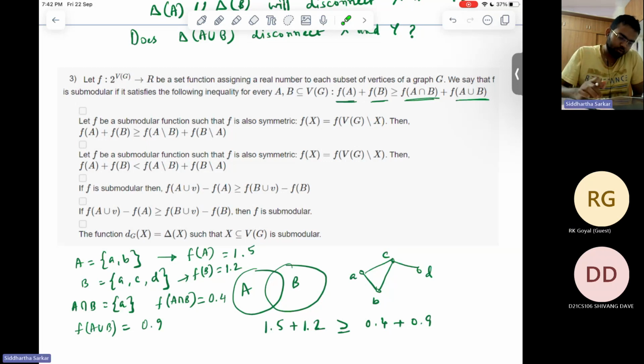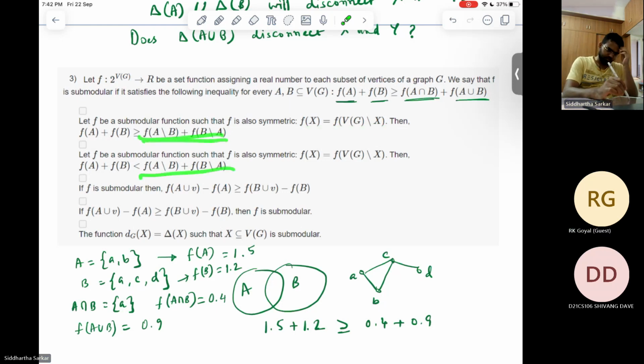So we can do some manipulations. We want to prove that fA plus fB is at least f of A minus B plus f of B minus A. With the condition that this is true, we either prove this or prove that. So we do not know. If this is true, then this is false. If this is false, then this is true. The negation of the other.